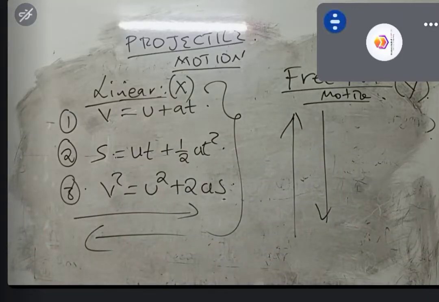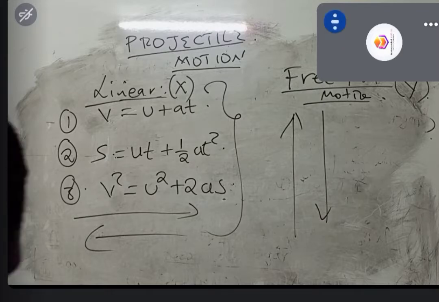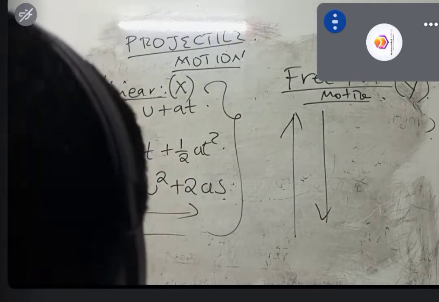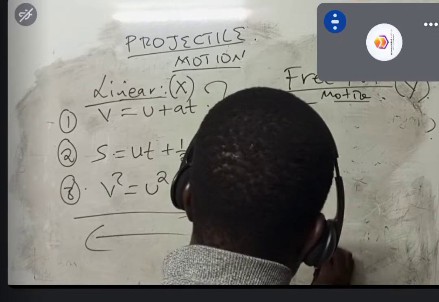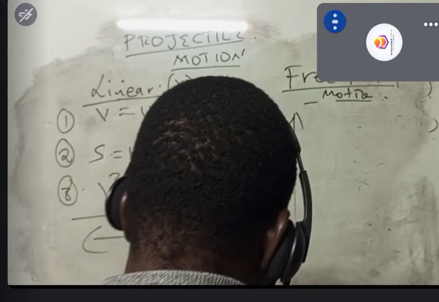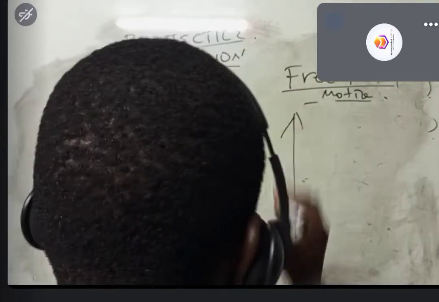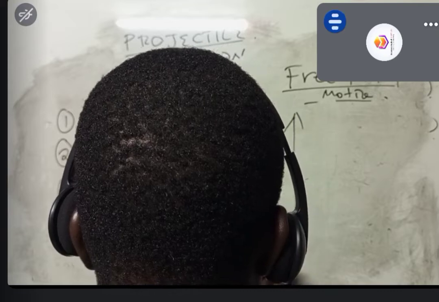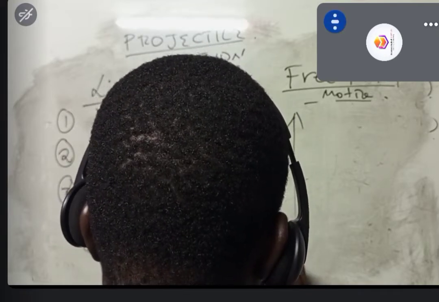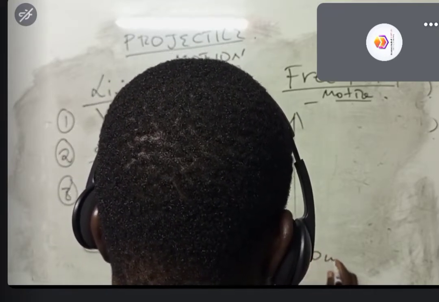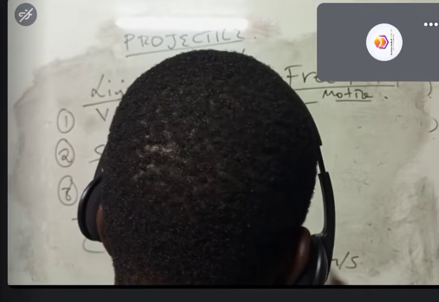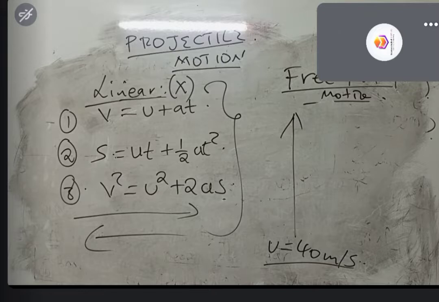Are you getting what I'm saying? So let's have a question. You are down, then you throw something straight upwards with an initial velocity of 40 meters per second. Then they ask you to find the maximum height. Which formula can you use?